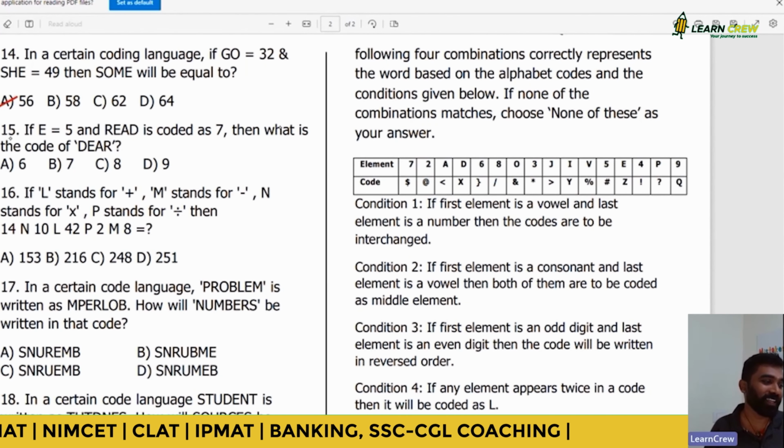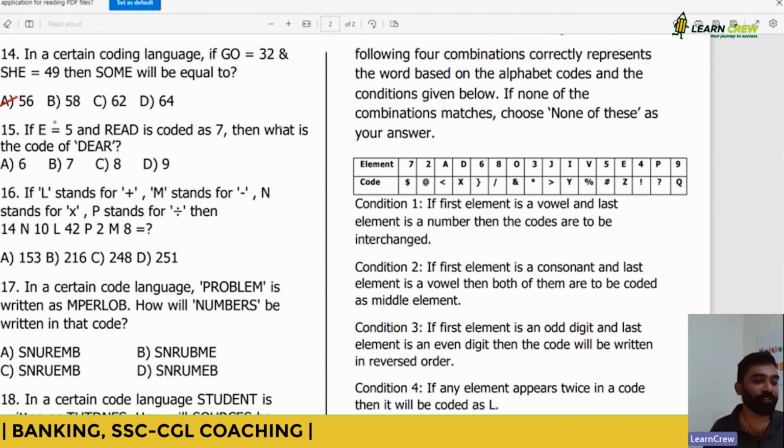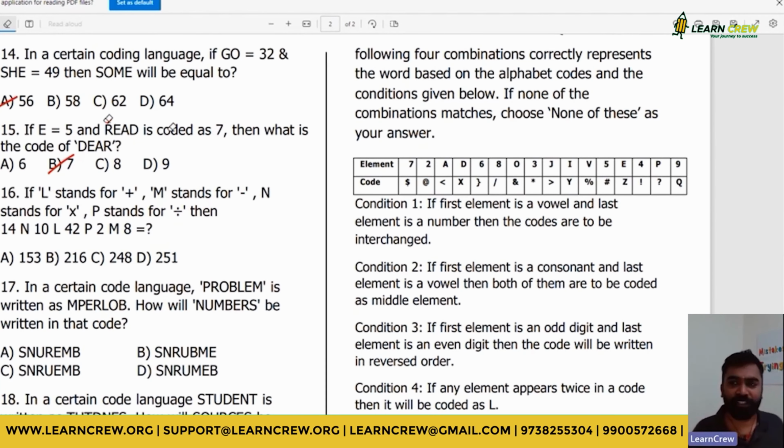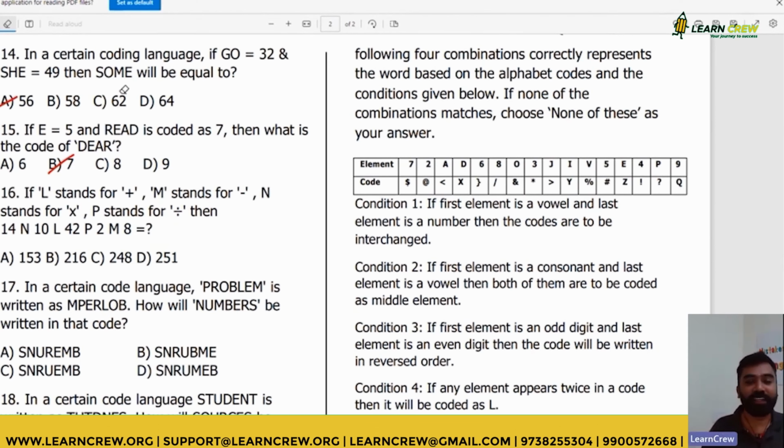Question 15. READ is coded as 7. What is DER? READ and DER both have the same letters, right? If this is 7, obviously this is also 7. Option B. If READ is 7, obviously DER is also 7, as it has the same alphabets. That's it. Done.